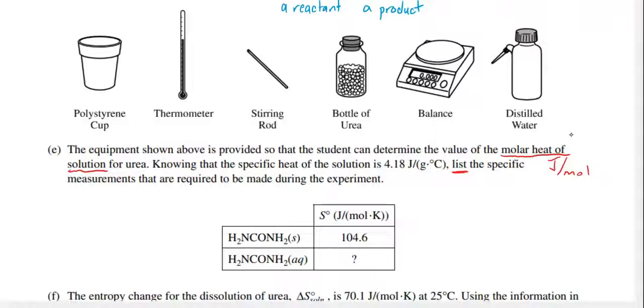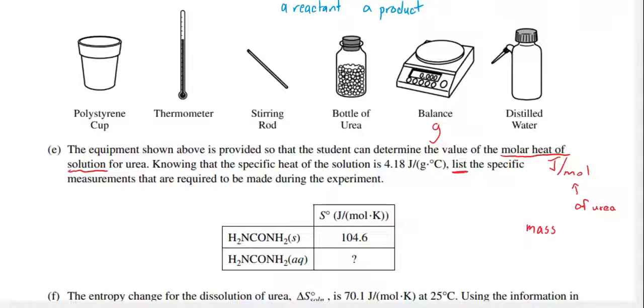So one thing we're going to need is the moles of urea. Now, there's no way to directly measure moles. We don't have any mole measurer provided to us. But we do have a balance. A balance measures grams, or mass. So if we can measure the mass of urea, and we know the molar mass, we can convert that to moles. So that's one thing we're going to want: the mass of urea.